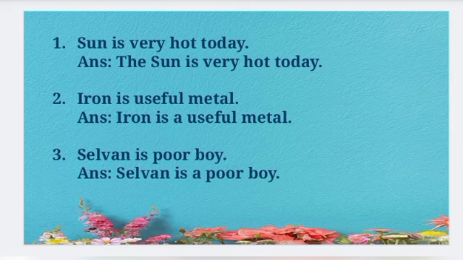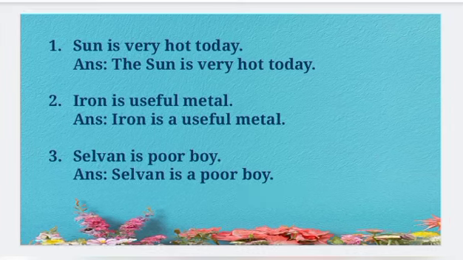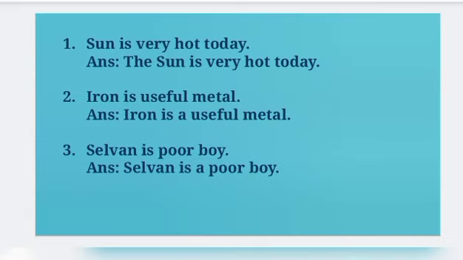Iron is useful metal. Answer: Iron is a useful metal. "A" is used as an article. Selvan is poor boy. Answer: Selvan is a poor boy. "A" is used as an article.